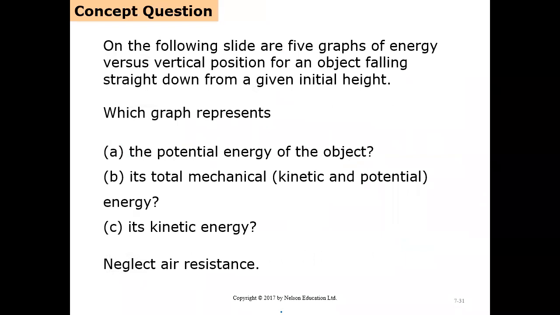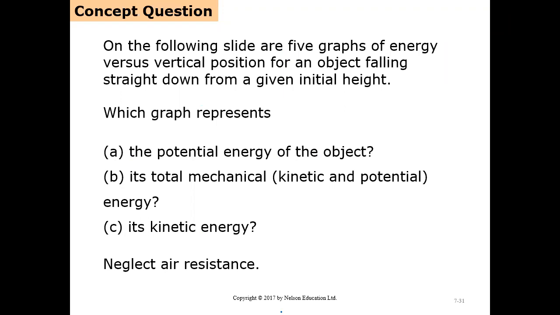Okay, right. Let's do this one, then I will stop. On the following slide are 5 graphs of energy versus vertical position for an object falling straight down from a given initial height. Which graph represents the potential energy, the total mechanical energy, and the kinetic energy?